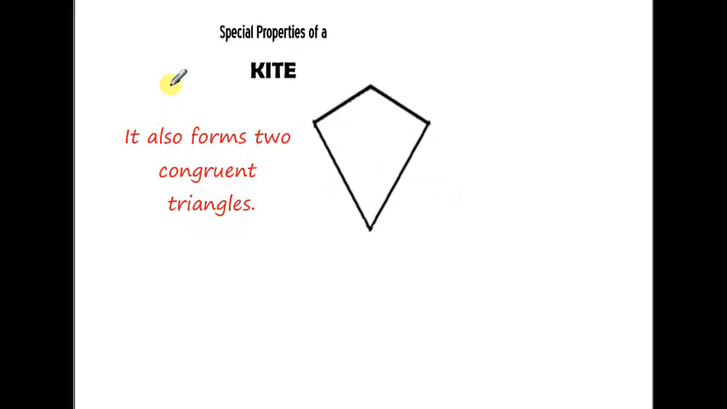The second property of kites to know is that it forms two congruent triangles. Now it refers to the diagonals. So this guy is forming two congruent triangles, and that's going to be important because that means that we've got a lot of equal parts here. Like on this one, this angle right here is going to match this angle here on the other side, like a mirror image of it.